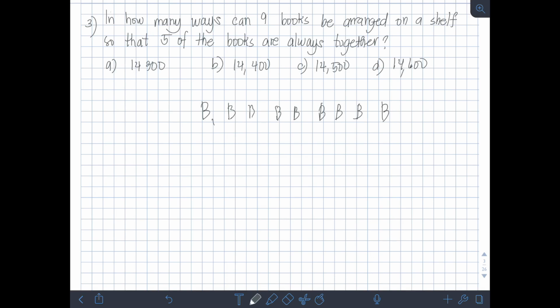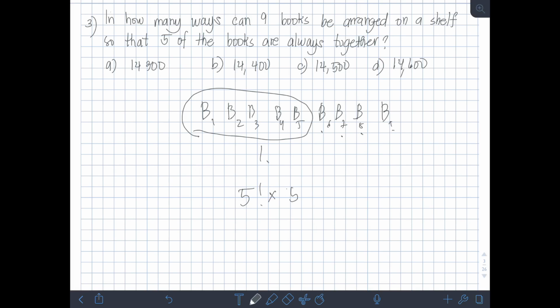Okay, so ito si B1, B2, B3, B4, B5, B6, B7, B8, B9. So suppose, pagsasamahin natin as 1 yung 5 librong magkakatabi. So, ika-count natin yan as 1 since gusto nating magkatabi. Tapos itong natirang 4, separate books pa rin sila sa isa't isa. So therefore, ang arrangement natin dito ay 1, 2, 3, 4, 5. So 5 factorial times yung arrangement pa nung 5 libro na magkakatabi.